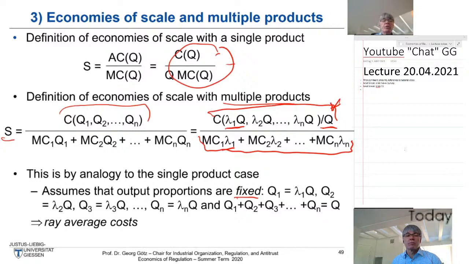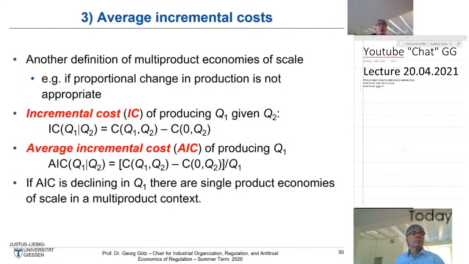The only point you have to do is you just increase the Q, of course, in order to have some analog to the average cost curve, the decreasing one. Hopefully that is clear with respect to ray average cost and how we derive the S, the scale economy index in this case, because we now turn to a second way to define multi-product economies of scale, namely incremental cost or average incremental cost.